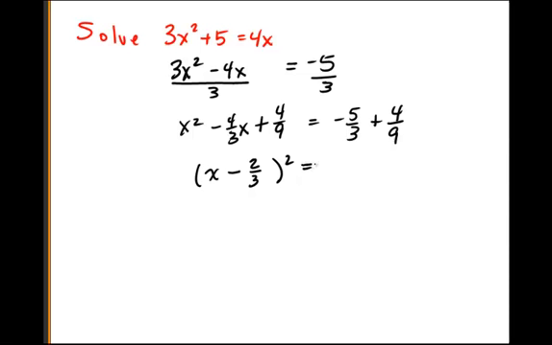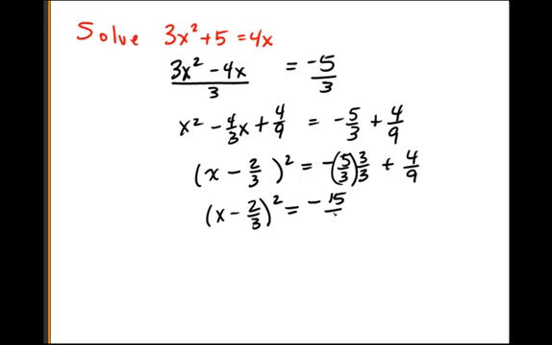To combine those fractions on the right side, I make them both have the same denominator, so I multiply 5/3 times 3 over 3. I can do that because 3 over 3 is 1. Okay, left side's just going along for the ride. Now it's negative 15/9 plus 4/9. Left side goes along for the ride, and I get negative 11/9.